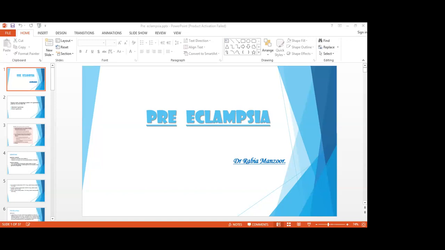Number 3, that the patient has proteinuria, that is 300 milligram of protein should be present in 24 hours urine collection. Number 4, that it arises after 20 weeks of pregnancy in a previously normotensive person. And number 5, that it resolves completely by 6 weeks postpartum.